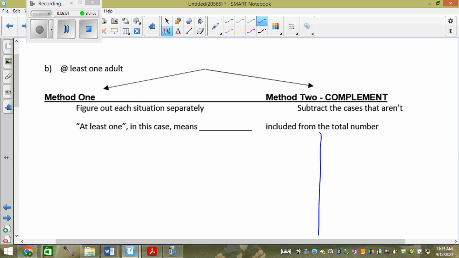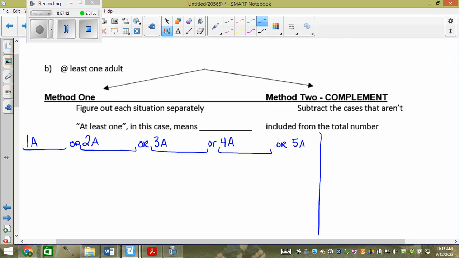So at least 1 means I could have 1 adult in this case, or the next case I could have 2 adults. Or I could have 3 adults, or I could have 4 adults, or I could have 5 adults. And why am I putting lines under it? Because those are all separate subcommittees. Like this is one subcommittee I could have, or another one, or another one, or another one, or another one, correct? And every single one of those subcommittees has to have how many people on it?